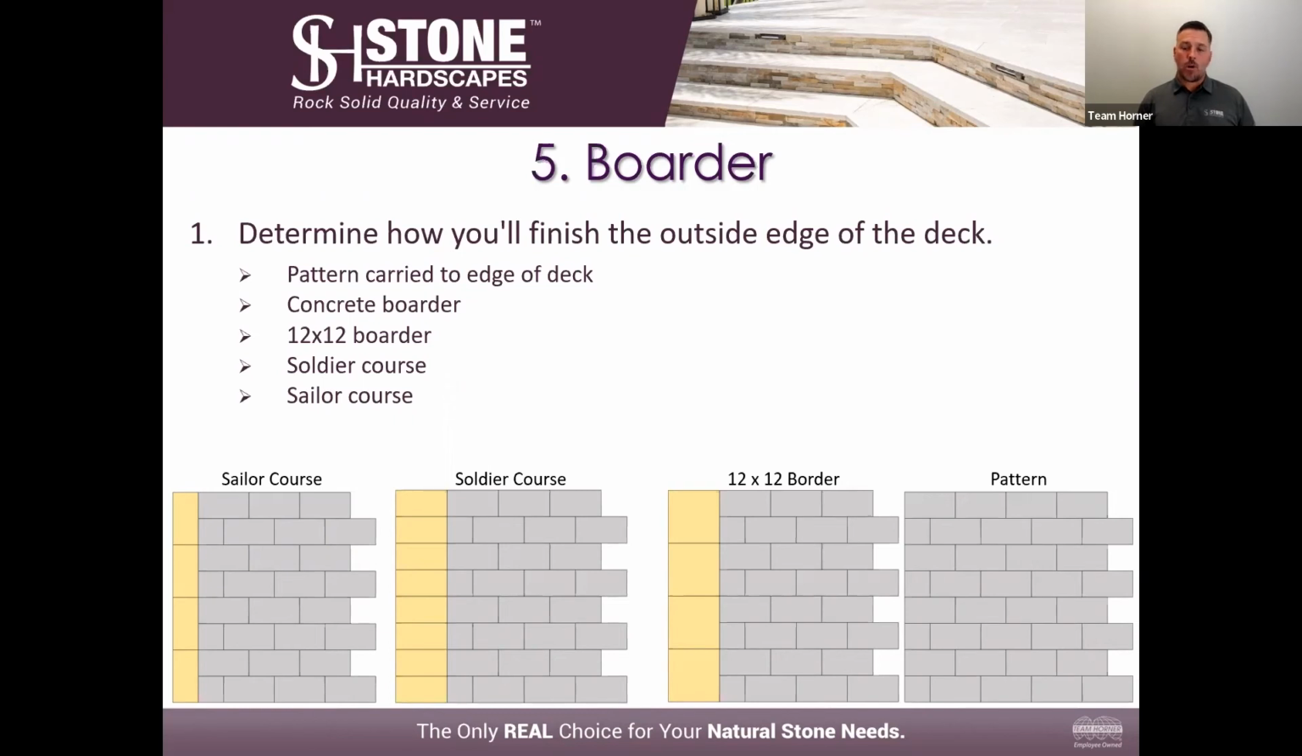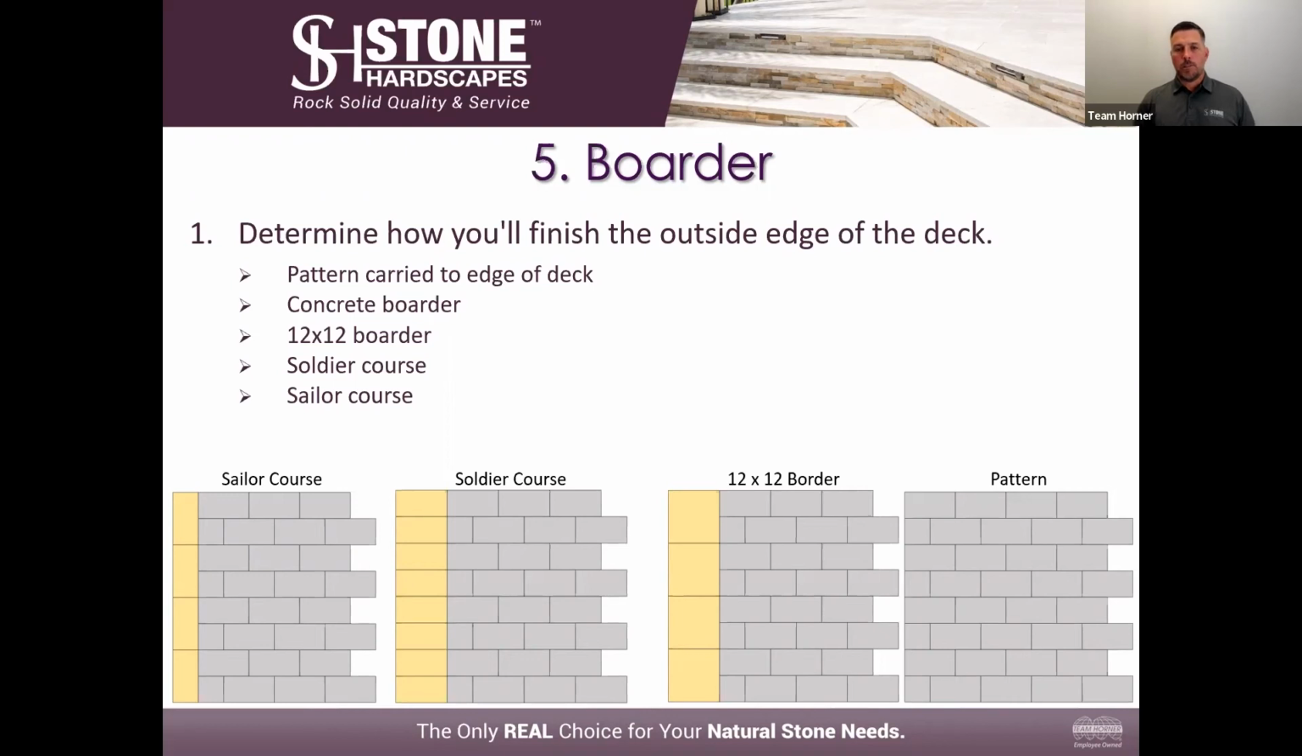And I get asked all the time, what's the difference between a soldier course and a sailor course? And if you look to the left, the 2 pictures on the left of the screen shows you examples of a soldier course and a sailor course. And the way to understand which one is which, if you could think of on a sailor course the pavers touching end to end, like boats. So sailors, boats end to end. Soldier course, laying side to side. It's like soldiers standing in line. There's your sailor course and your soldier course.